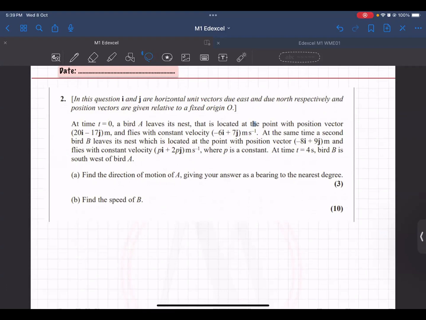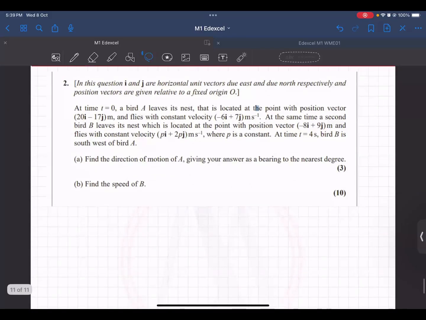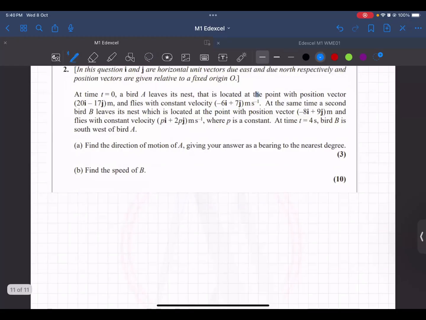This is a very good one, and you will get to know how the questions come in the exam, connecting everything that we have done so far. Reading the question, they have told us that at time 0, a bird A leaves its nest that is located at the point with the position vector (20, -17). So the position vector of the nest, I am calling the nest N, ON, is (20, -17).